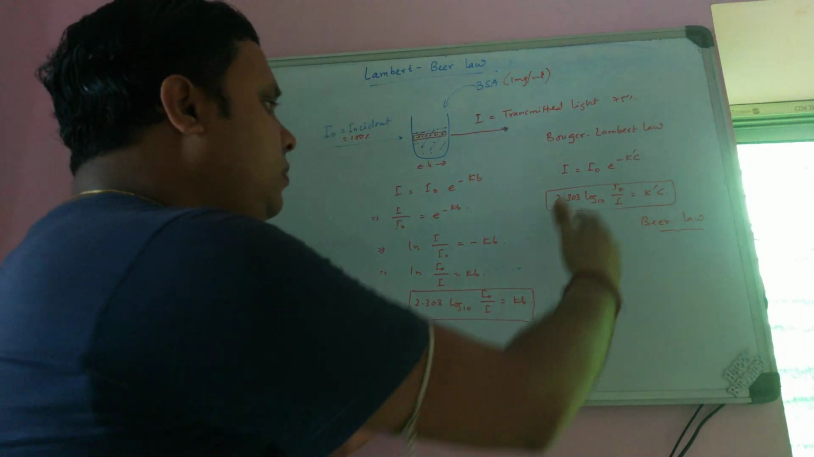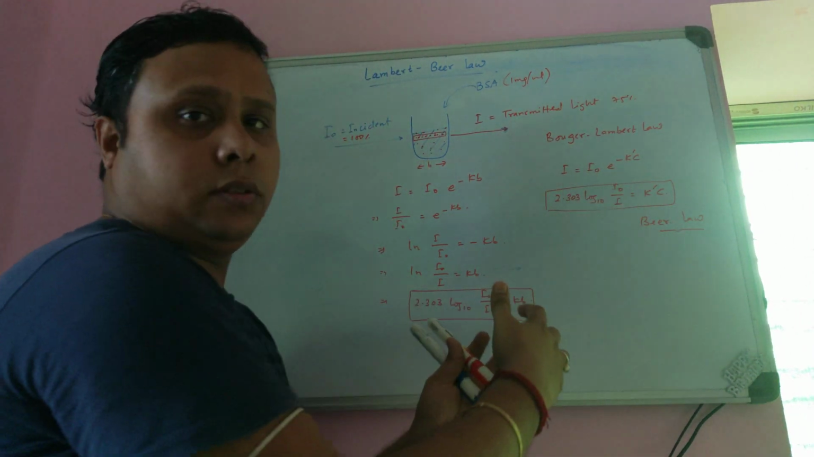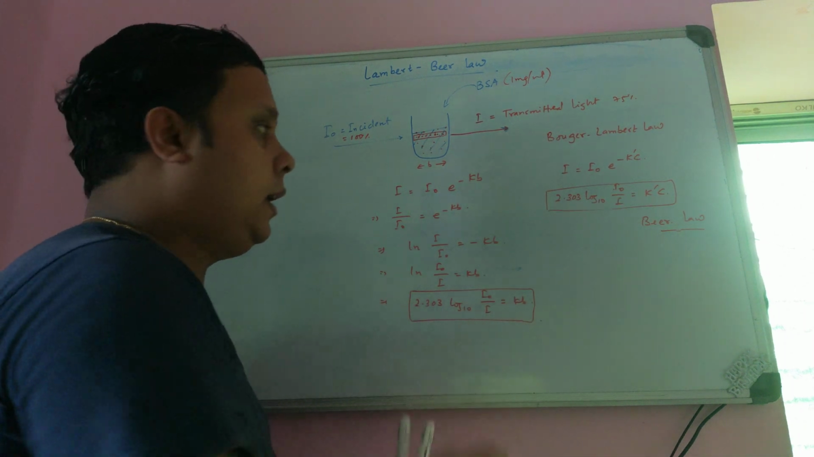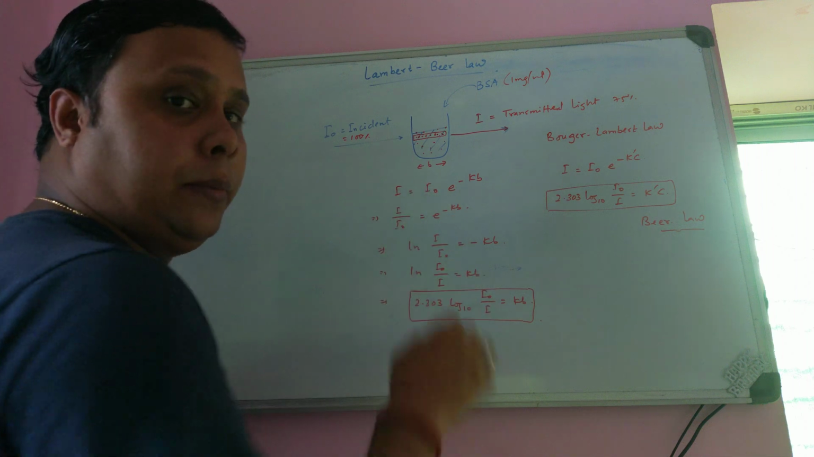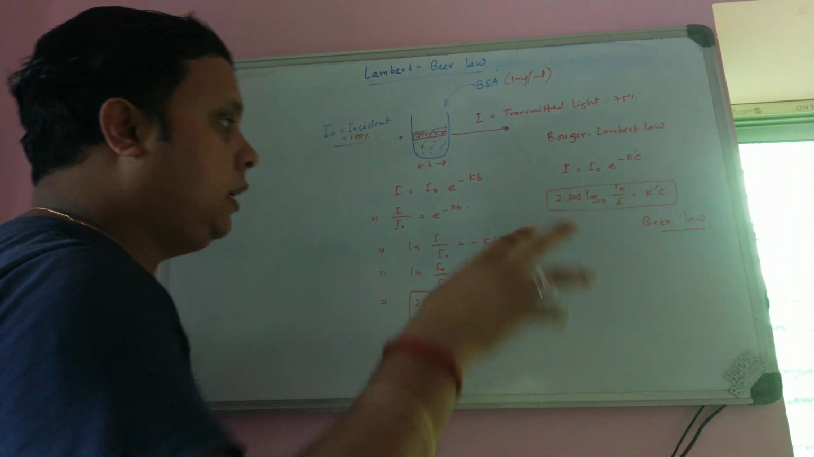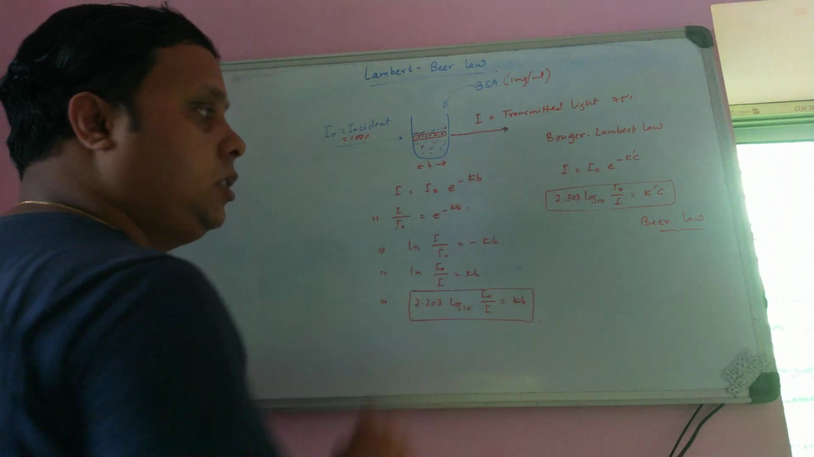So we can take these two laws together. And if we join these two ultimate statements of the Lambert law and the Beer law, then we can cancel out this 2.303 term.